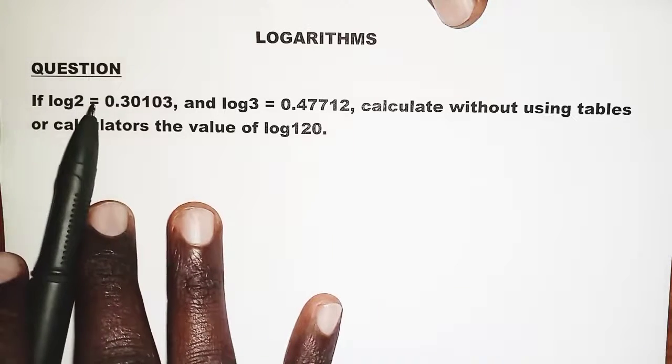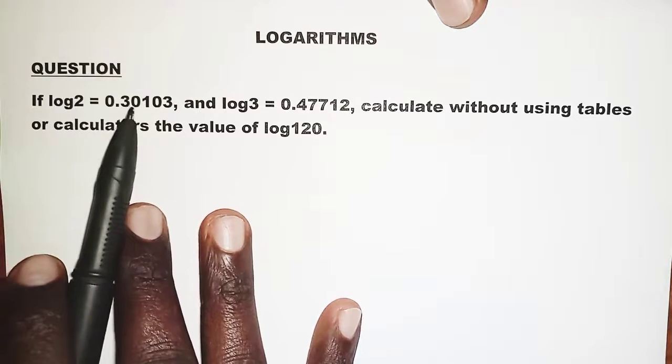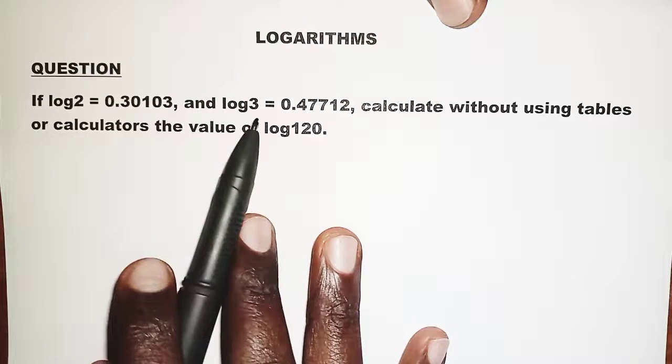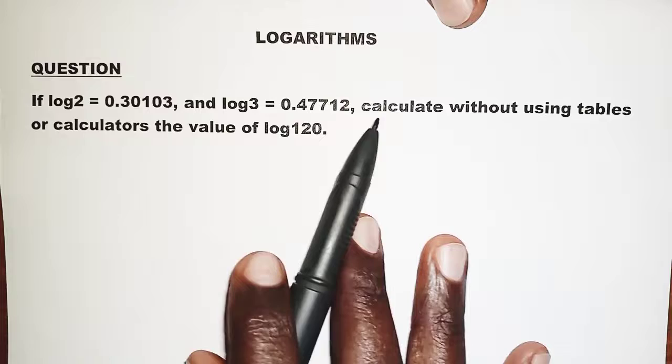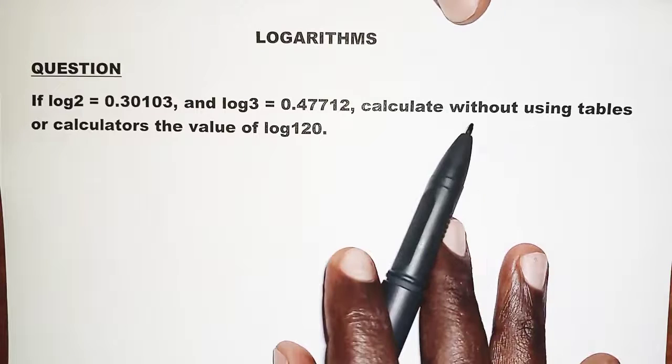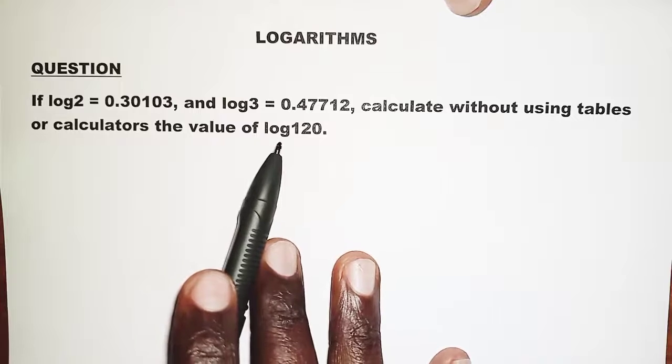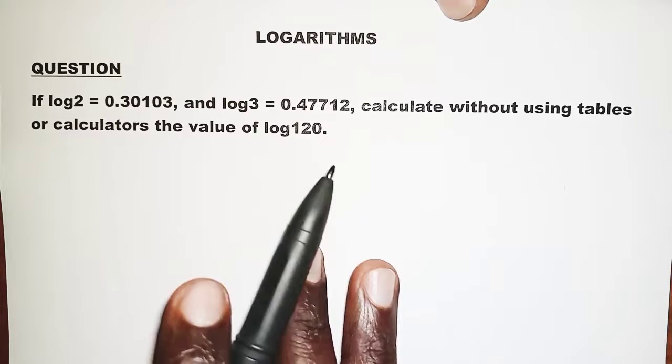The topic today is logarithms. If logarithm of 2 is 0.30103 and logarithm of 3 is 0.47712, calculate without using tables or calculators the value of logarithm of 120.